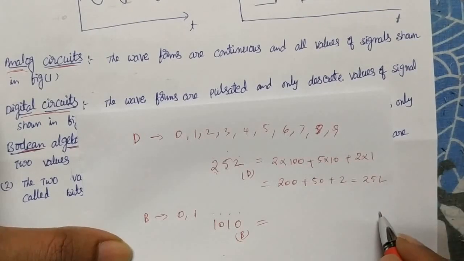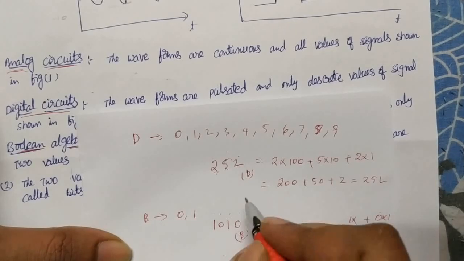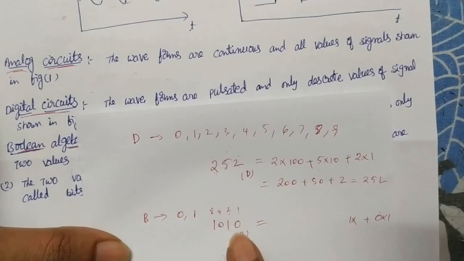So then what we can take, the first number is 0. 0 into 1 plus. Next 1 is there. And that is in which place? 2's place. So I'll write here 1s, 2s, 4s, 8s. So 2 into 1.